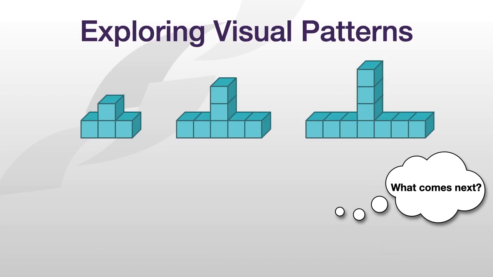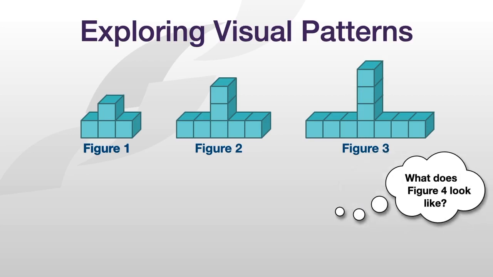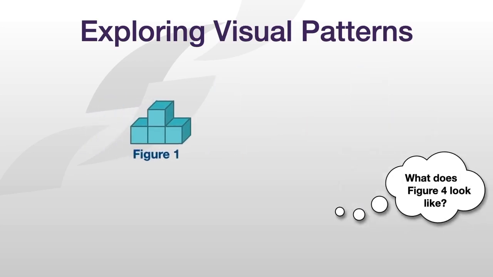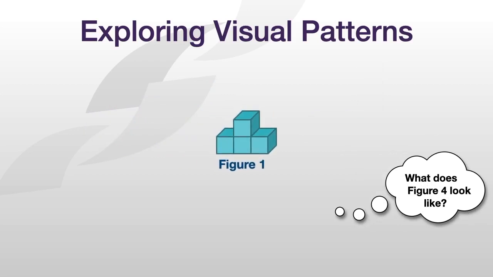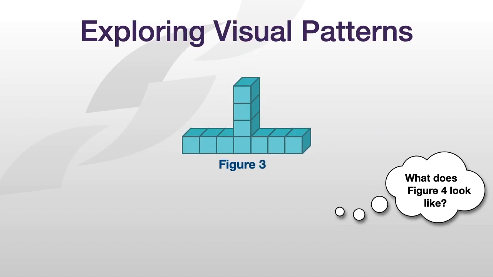Before we answer this question, let's use figure numbers to represent the input values of the relation. The question can now be rephrased as, what does figure 4 look like? To answer this, it helps to see how the pattern builds. We start at figure 1, then we add 3 cubes in this way to make figure 2, add 3 more cubes to make figure 3. So to make figure 4, we need to add 3 more cubes.